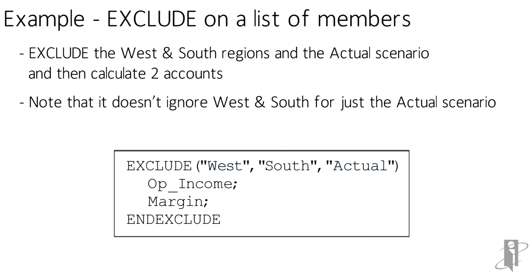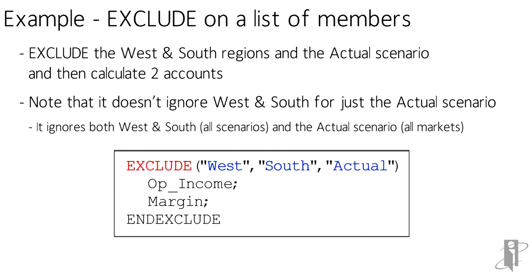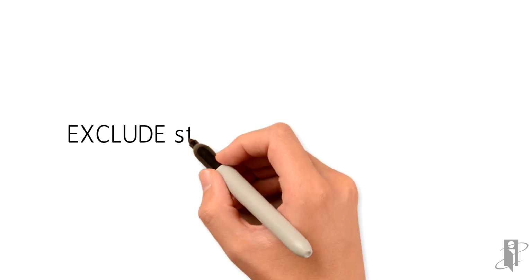So in my example here, exclude West, South, and Actual, it excludes every single slice of West data, every single slice of South data, and every single slice of Actual data. None of those blocks are actually pulled into memory. So be very, very careful when doing an exclude on members from multiple dimensions, that it's giving you what you want. You can nest exclude commands just like you can nest fix commands.